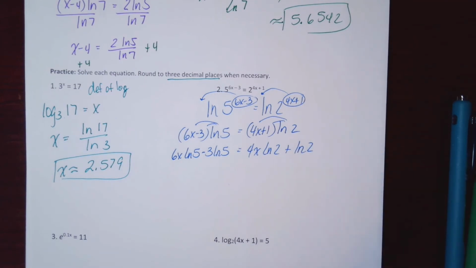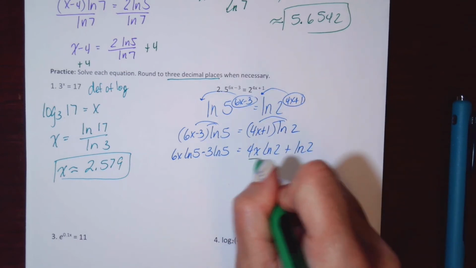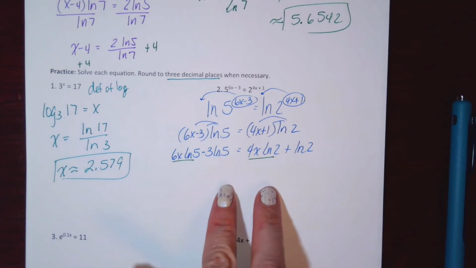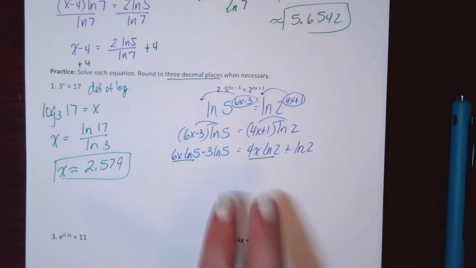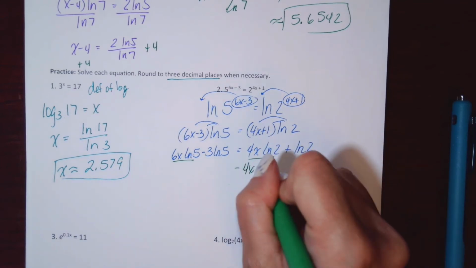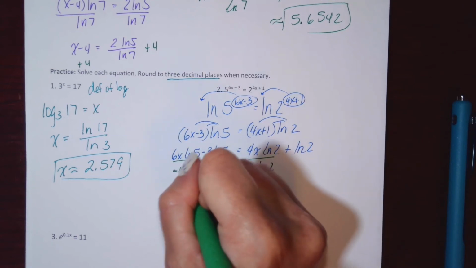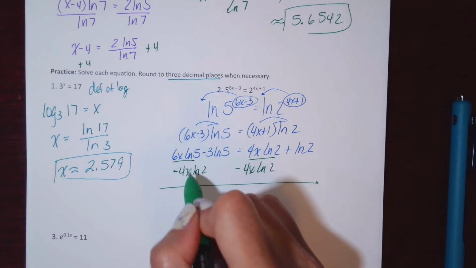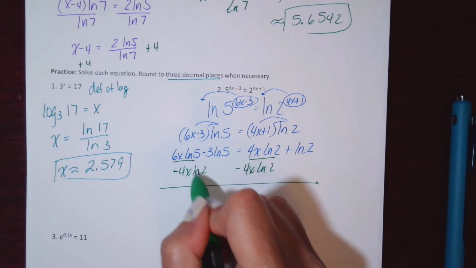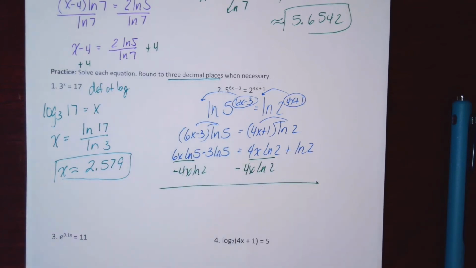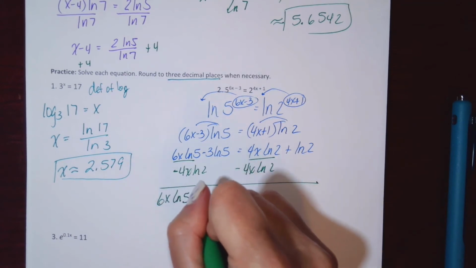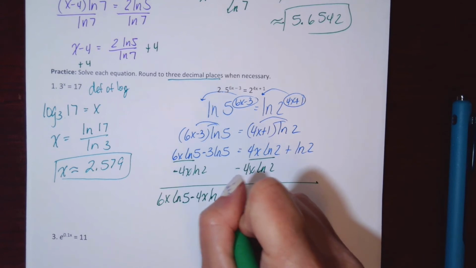And then I see that I have 1, 2, 3, 4 terms total. 2 of those terms have variables and 2 do not. I'm going to get the terms with variables on the same side of the equation. So let's go ahead and just move this one over here. When I do that, these don't have the same natural log, so I can't combine them into a single term. So I've got 6x natural log 5 minus 4x natural log 2.